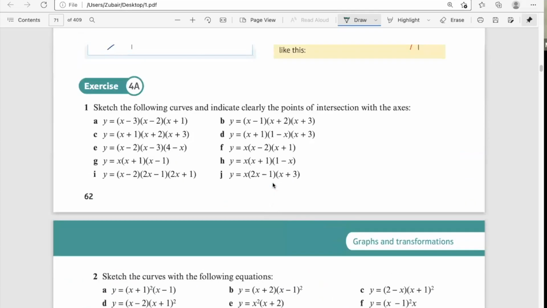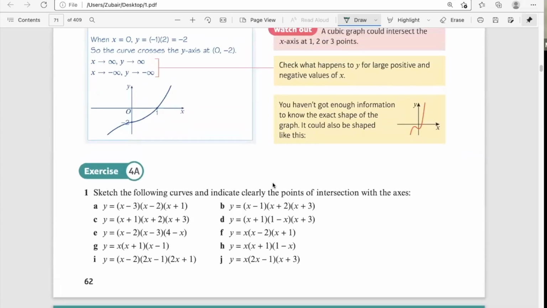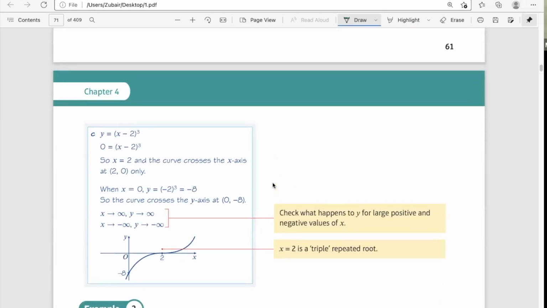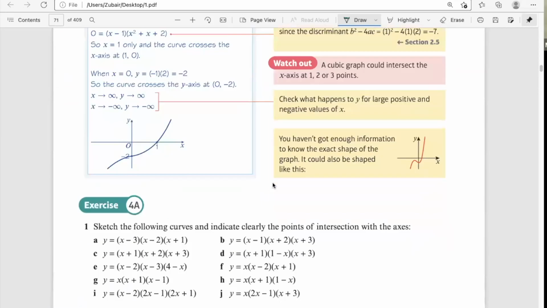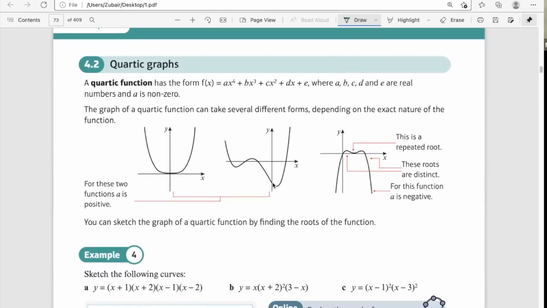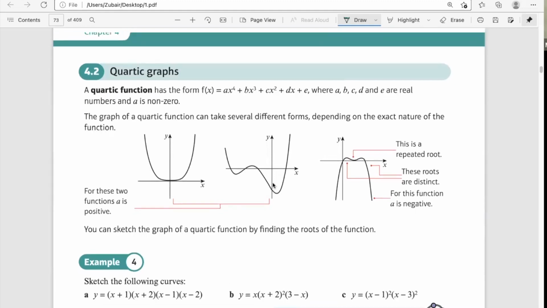So this is chapter 4. Start with 4a, or even start with the solved examples. And do practice them. The more you solve them, the more you'll understand.